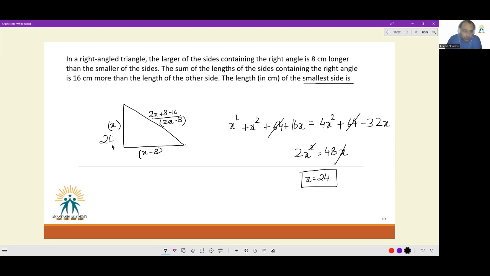So I'm going ahead and also checking it. If this is 24, this will be 32, and this will be 40. Yes, this is the 3, 4, 5 triangle multiplied by 8. So this is perfectly all right. The length of the smallest side will of course be 24.